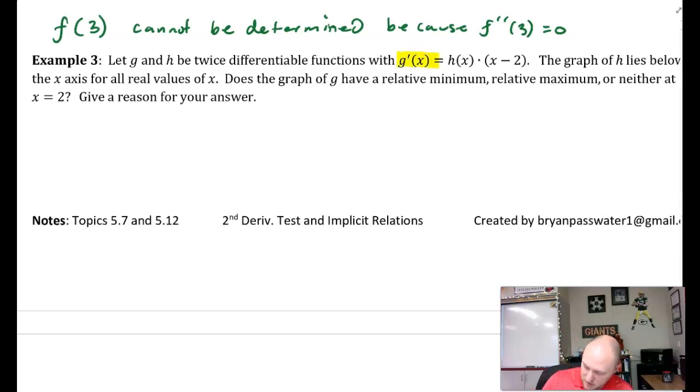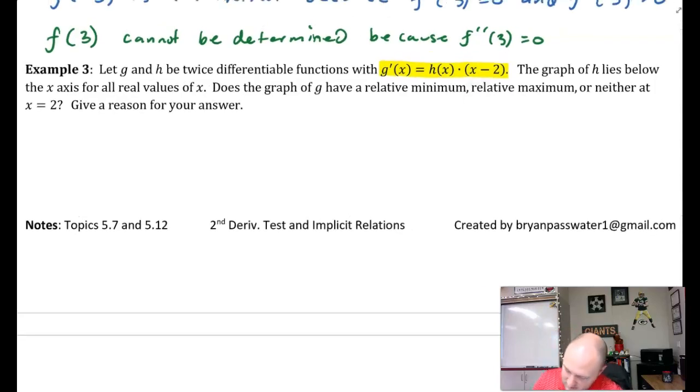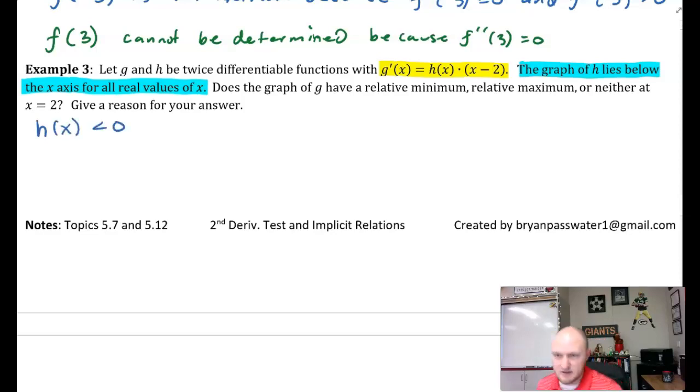They tell us g prime of x is equal to h of x times x minus 2. If I'm going to have to differentiate that, I see product rule. They also tell us in this information here that the graph of h lies below the x-axis for all real values of x. So what this tells me is that h of x is negative for all values, okay? I don't know if that'll be useful or not, but we'll go ahead and see. They want us to determine if g has a relative minimum or a maximum at x is equal to 2.